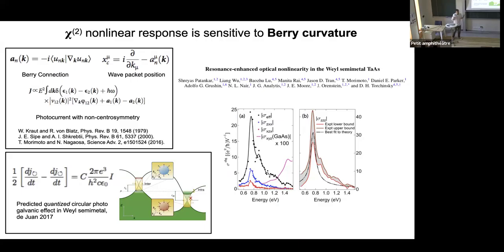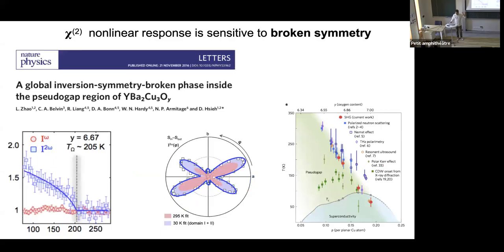This has been the case in oxide materials, where oxides have oxygen, and there can be subtle structural distortions of the octahedra. The usual way we look for structure is through X-ray diffraction, but X-ray diffraction is notoriously insensitive to the positions of oxygens. I'm sorry, I'm kind of skipping ahead. The Chi2 is sensitive to broken symmetry.